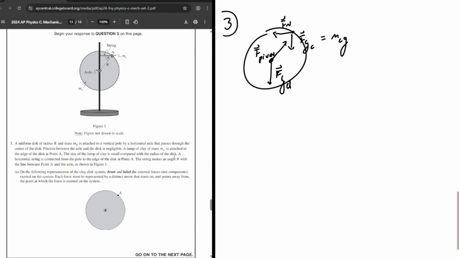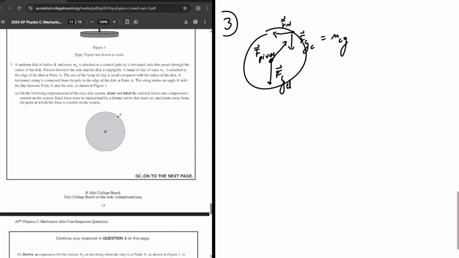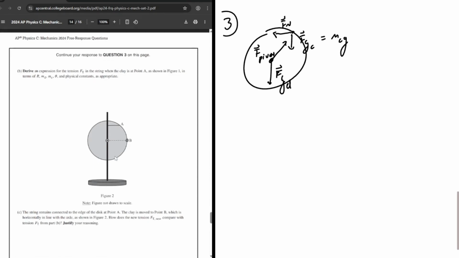Okay, so there's your free body diagram. I don't think I missed anything. No, yep, because it says uniform disk. So center of mass is at the middle. So B, derive an expression for the tension Ft in the string when the clay is at point A, as shown in figure 1, in terms of R, Md, Mc, and theta, and physical constants as appropriate.